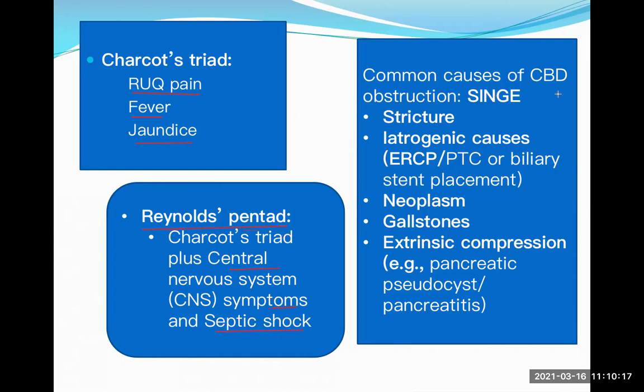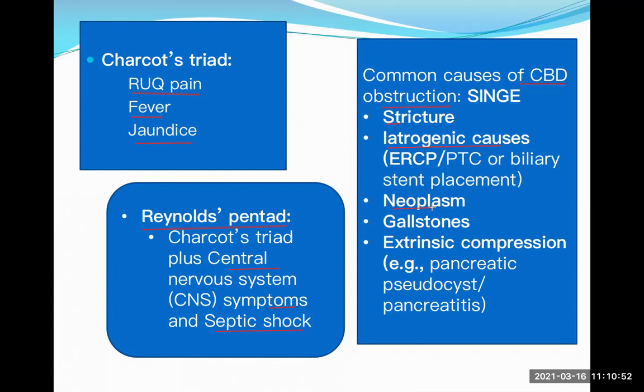Now there are some common causes of common bile duct obstruction apart from the gallstone. These are known by a mnemonic called SINGE. Okay, S stands for stricture of the bile duct. Stricture means acute narrowing because of the scar formation there. I is iatrogenic causes, ERCP or PTC. This is percutaneous cholangiogram or biliary stent placement.